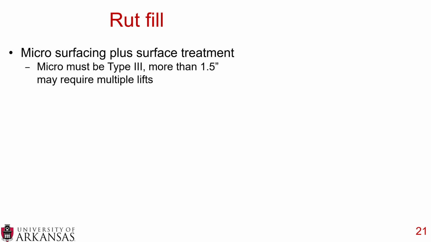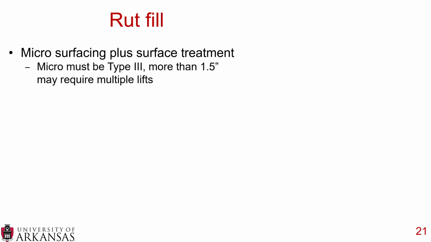And now, finally, the fourth and final set of combination treatments that I'll talk about is a rut fill. This is where you put microsurfacing plus a surface treatment. For rut fills, microsurfacing must be a type 3, and if it's more than 1.5 inches of rutting, it may require multiple lifts. Now, it's very important to note that you cannot have active rutting. This has to be static rutting. It has to be rutted and done. Then you can put microsurfacing in there.